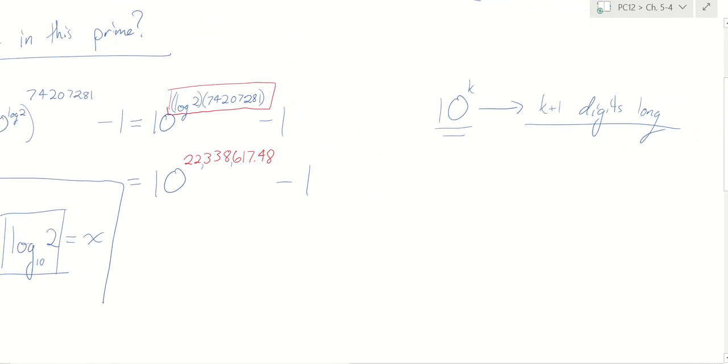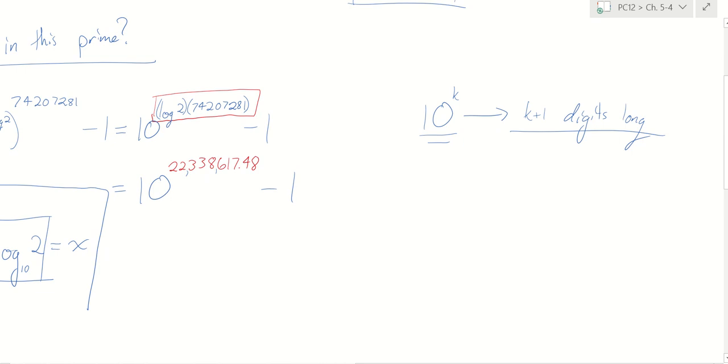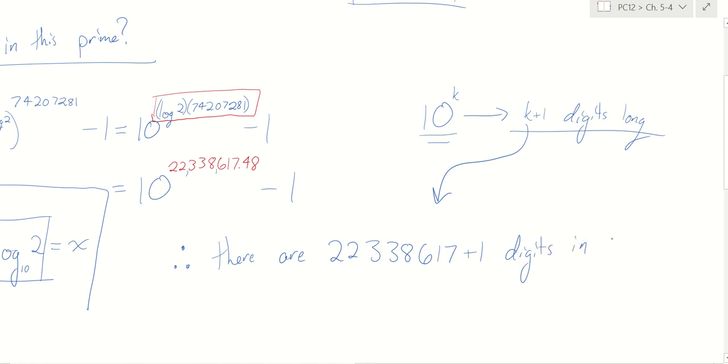What does this tell us? Well, this tells us that there are going to be, therefore, there are 22,338,617 plus 1, right, k plus 1 digits in that prime number, in that prime. So that is a lot, right? That is 22 million digits. That would take a very, very long time to write out.